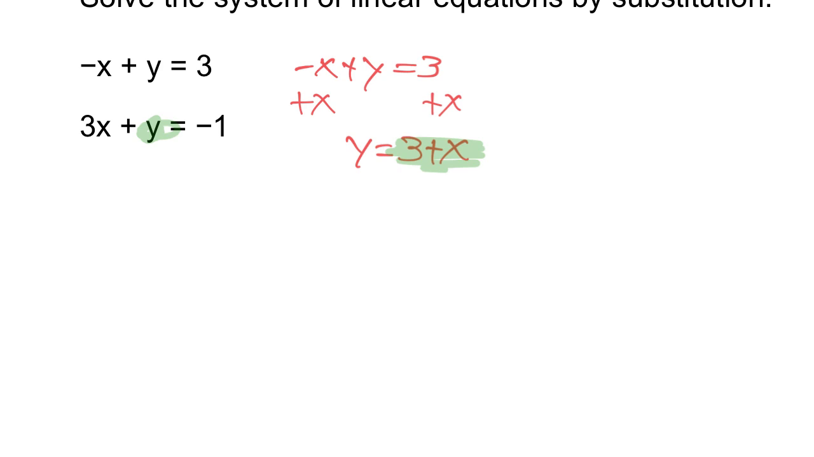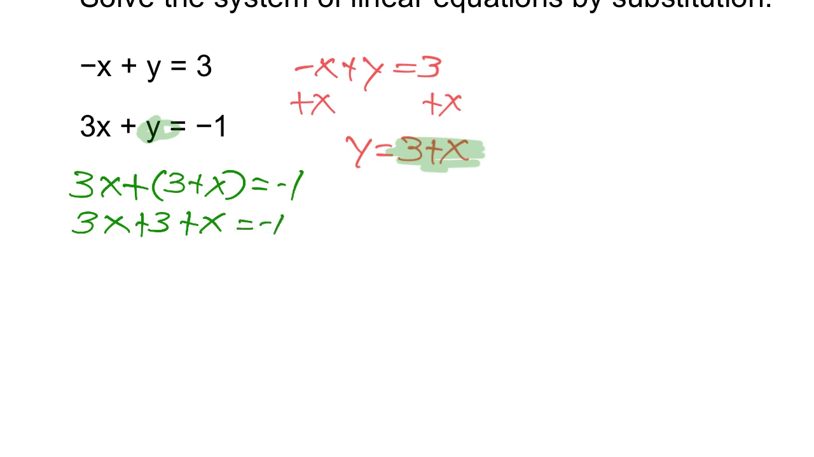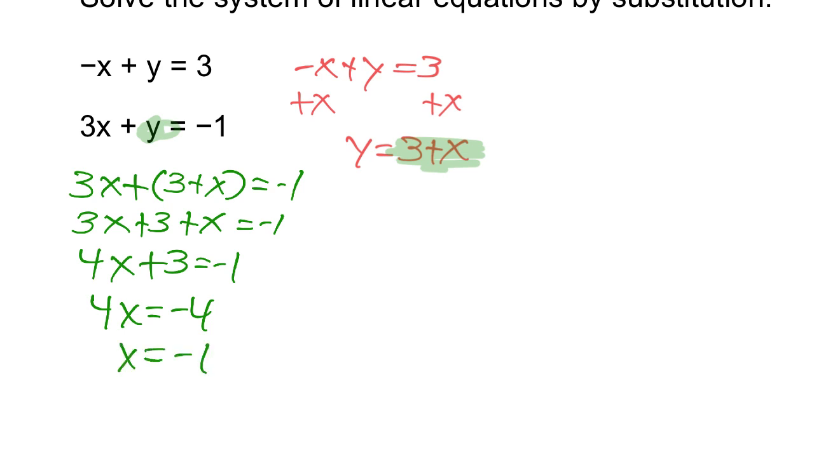So let's go ahead and see what that would look like. So I'm going to write down 3x plus, and in place of that y, I'm going to put in 3 plus x. So I get 3x plus 3 plus x equals -1. And then combining like terms, I get 4x plus 3 equals -1. And then when I subtract the 3 from both sides, I get 4x equals -4, which gives me an x that equals -1. So I get x equals -1.